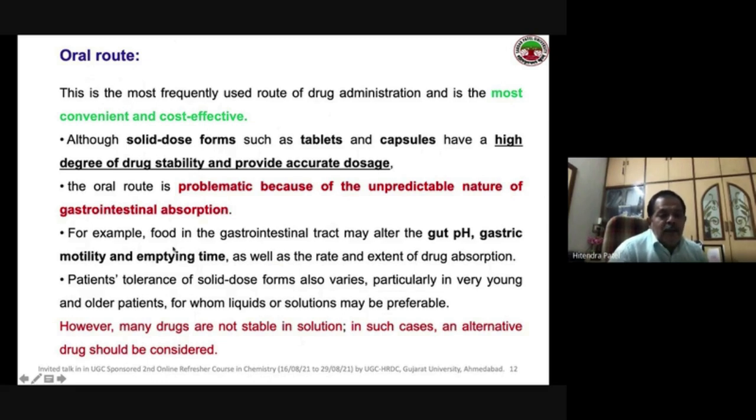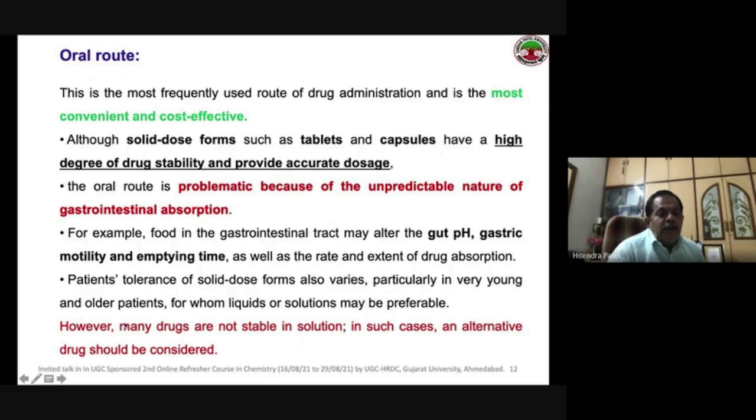For example, food in the gastrointestinal tract may alter the gut pH, the gastric motility and the emptying time, as well as the rate and extent of drug absorption. Patient tolerance of solid dose forms also varies depending upon the age of the patient, and a liquid or solution is the preferred one for very old patients.